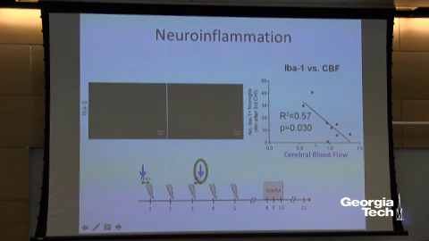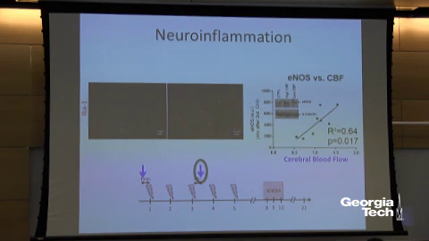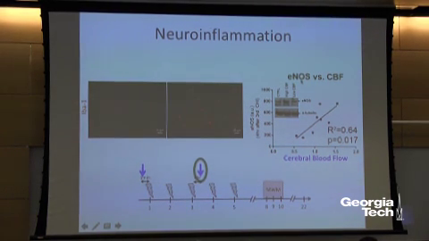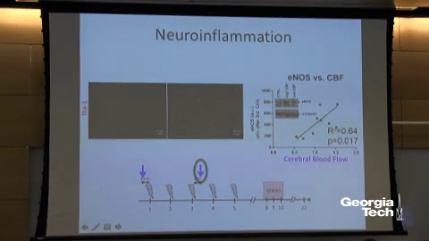And what was interesting is that those mice who had higher presence of IBA1 positive microglia had lower cerebral blood flow. And remember, the mice who have lower cerebral blood flow are the ones who have worse cognitive outcomes. So this is suggesting a role of neuroinflammation potentially in long-term outcomes. Similarly, at the same time point, we looked at endothelial nitric oxide synthase, which, like I mentioned, plays a role in vascular tone. And we saw that the lower the cerebral blood flow, the lower the eNOS expression.